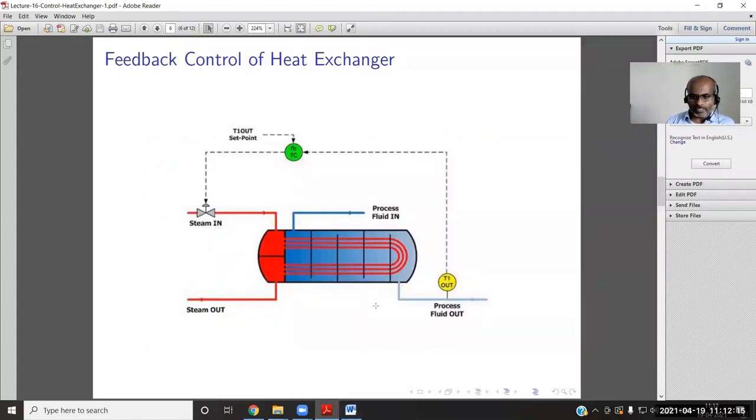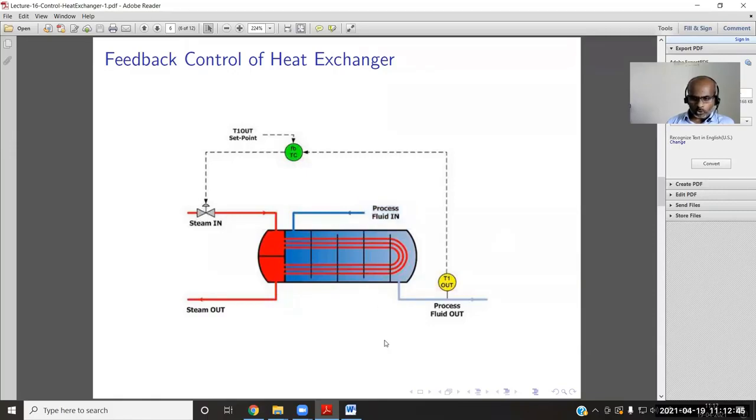We can easily say that it's only feedback control. Why is it not feed forward control? Can any of you answer this question? Feed forward means, say, we know the measurement of all the disturbances. At least the major disturbance is the process fluid inlet temperature or process fluid inlet flow rate. We can measure the inlet temperature or the flow and accordingly adjust the steam input.